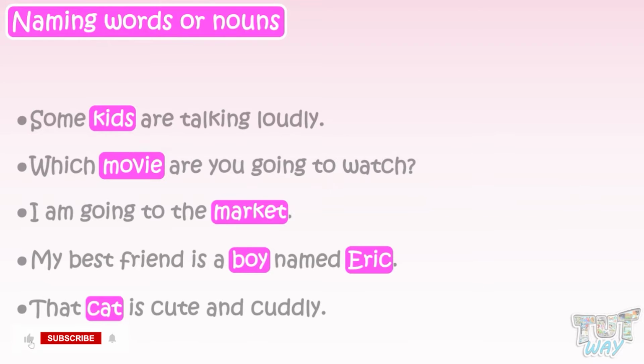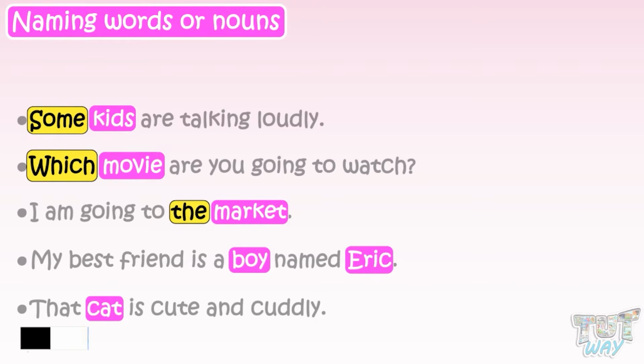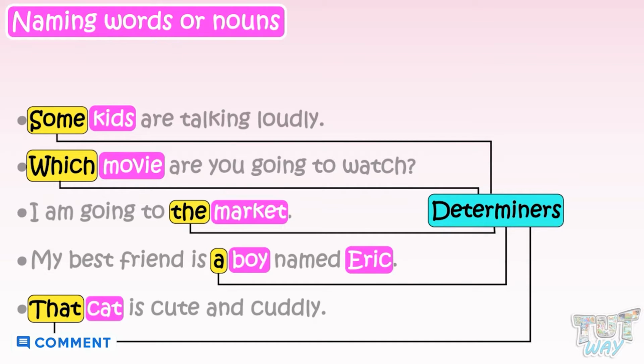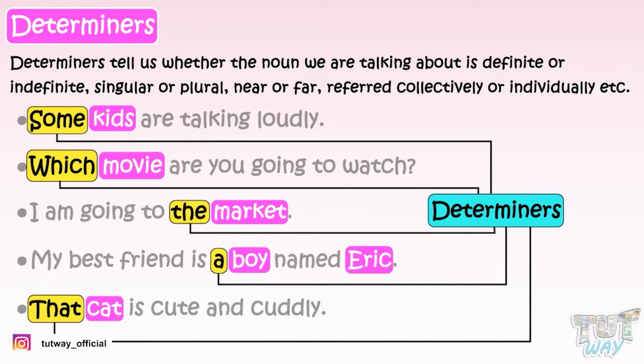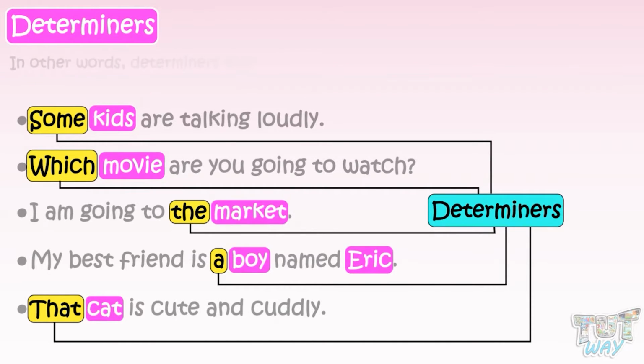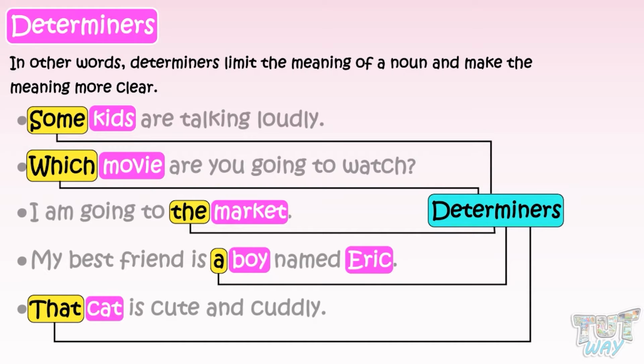Have a look at the words that are there before the nouns. Words like some, which, the, a, and that are known as determiners. Determiners tell us whether the noun is definite or indefinite, singular or plural, near or far, referred collectively or individually, etc. In other words, determiners limit the meaning of a noun and make the meaning clearer.